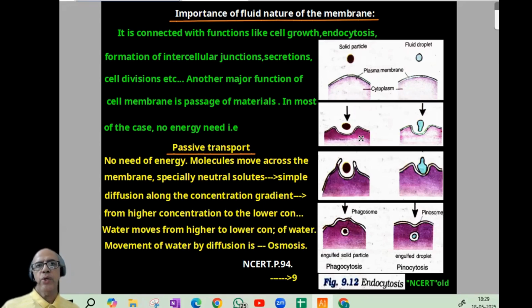If it is liquid, pino. If it is solid, phago. Phagocytosis and pinocytosis, totally, is called endocytosis. Again, a previous NCERT diagram. Now we can proceed to passive transport. Passive means inactive, so no need of energy.